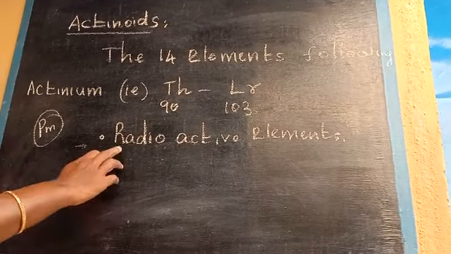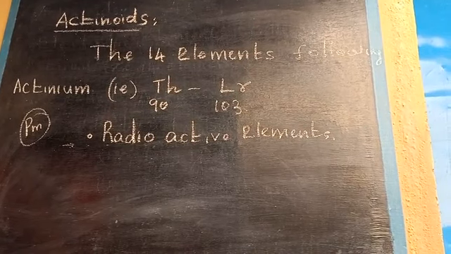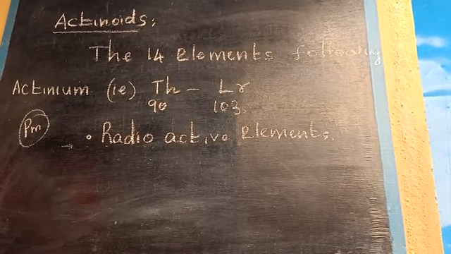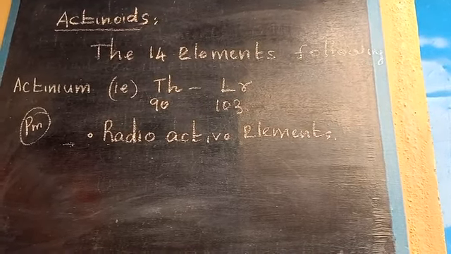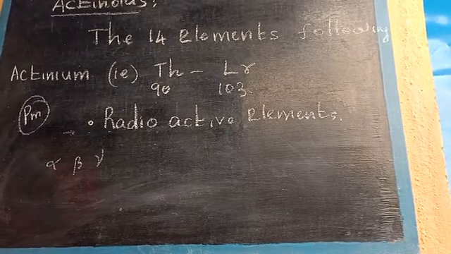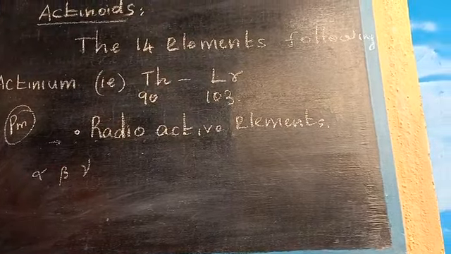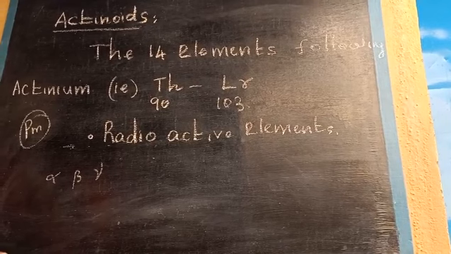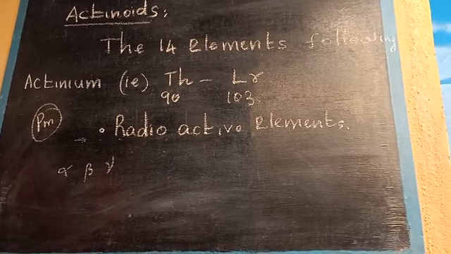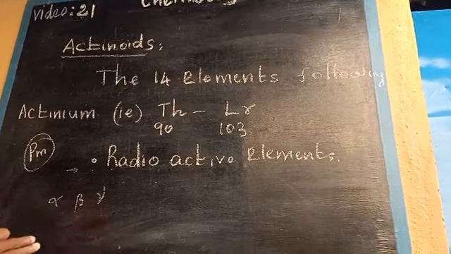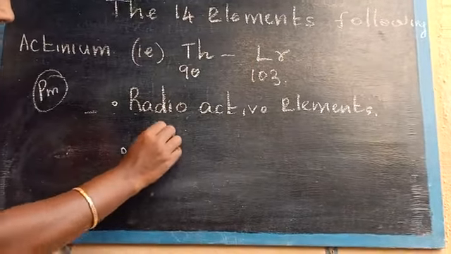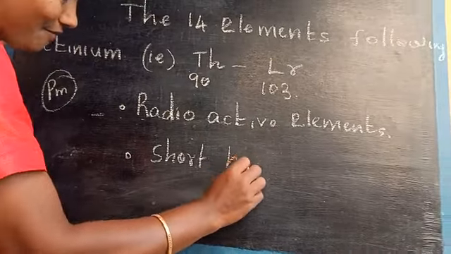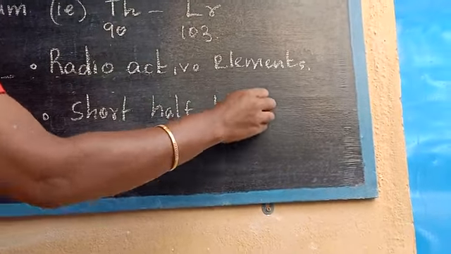So now we must know the meaning of radioactive. Radioactive means a substance that spontaneously emits radioactive rays. These radioactive rays are alpha rays, beta rays and gamma rays. This radioactivity is related to nuclear phenomena, the nucleus. That means it is connected with the instability of the nucleus. Okay, children. So these actinoids have a short half-life, lasting even just three minutes.